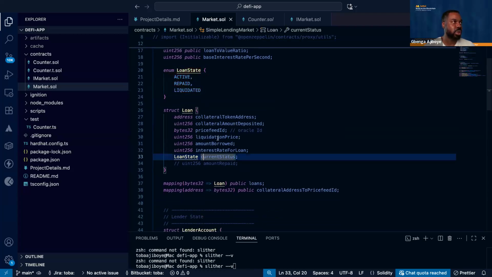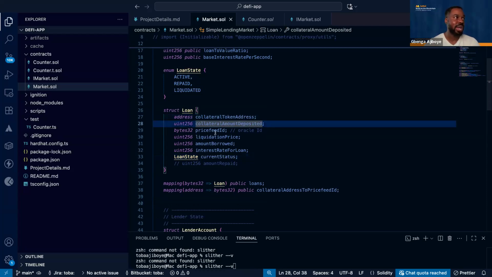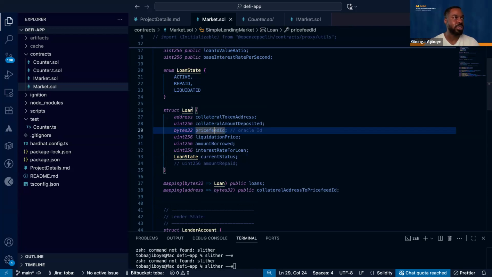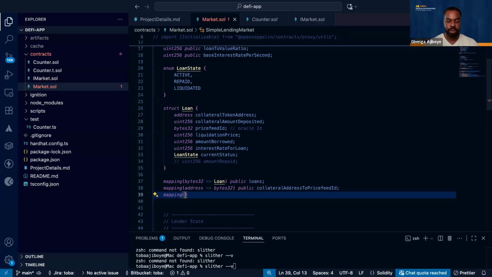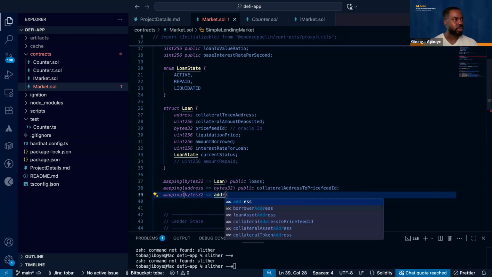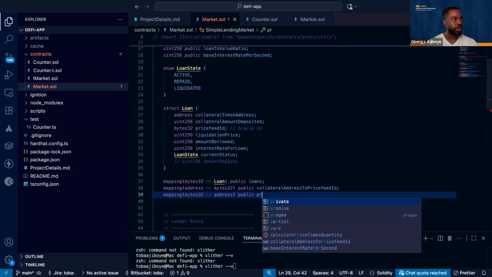So we created a struct for a loan, and each loan should obviously have the token that you're using to borrow and the amounts that you've deposited, and it should also have the price feed ID, which is why we created this mapping. So we can use this mapping to get the price feed ID, so that when someone is trying to liquidate, they get the price feed ID. They should also be able to do a mapping of bytes32 to address, public, which is price.